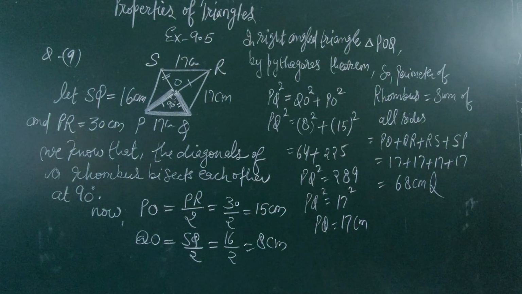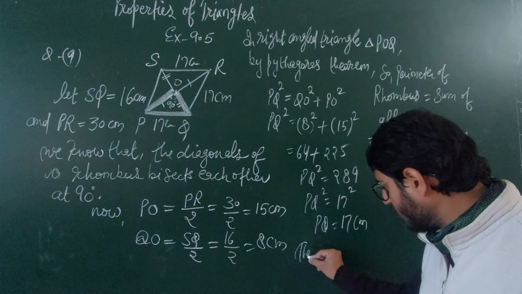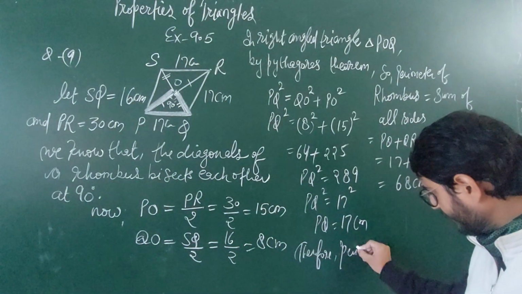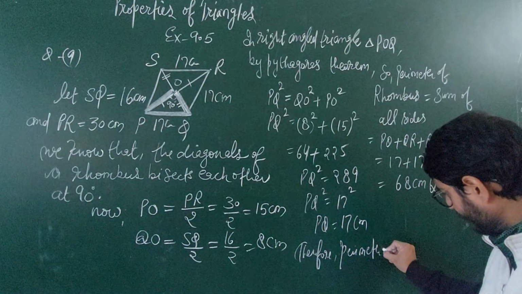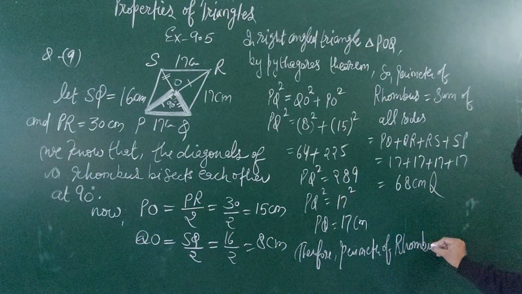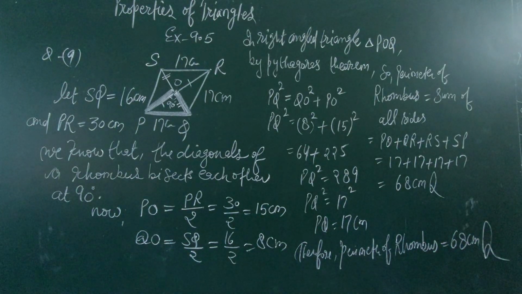Once again, it is a word problem. We have to write down the answer in a statement. So write down therefore here: therefore, the perimeter of the rhombus is equal to 68 centimeter. This is the answer.